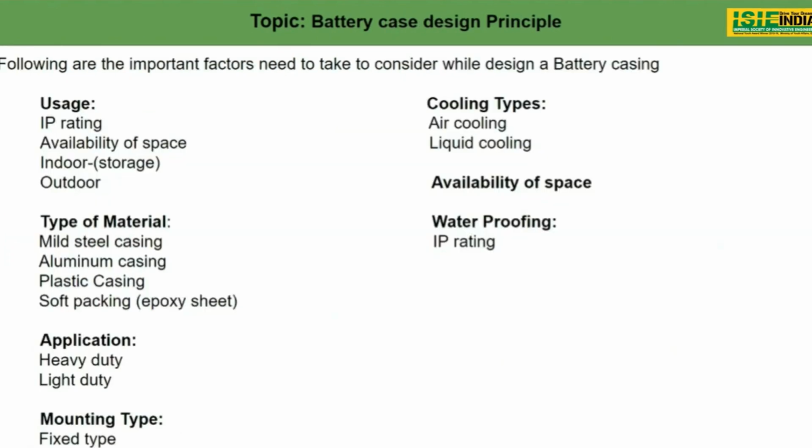Talking about the application, here are a few factors. For example, the first one is usage. When you design any casing, whether a metal casing, a plastic casing, or an aluminum casing, we have to consider all these factors. The first one is the usage.